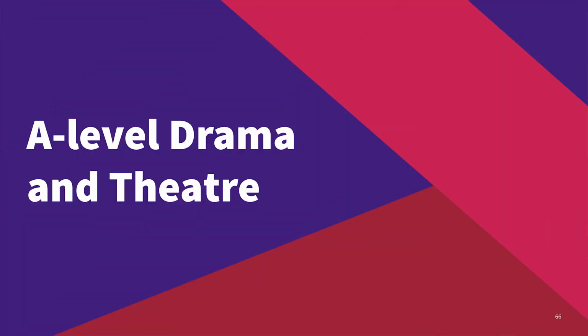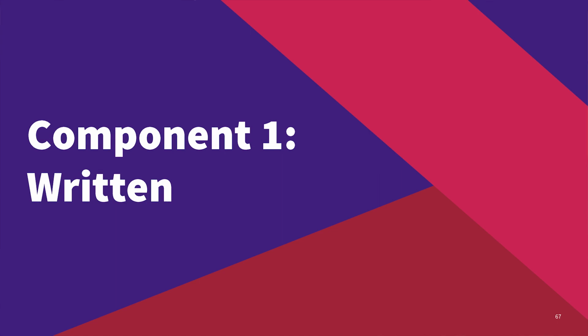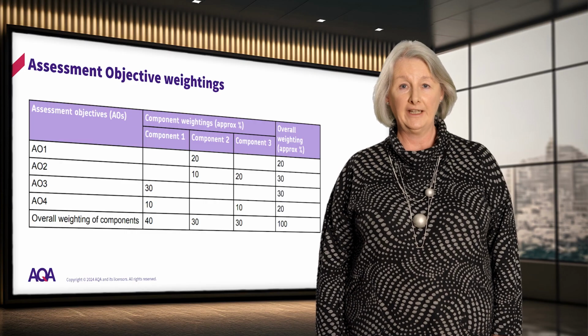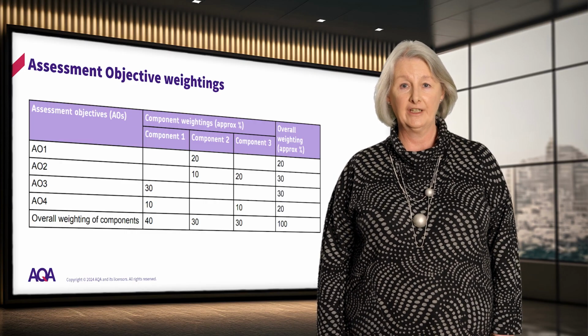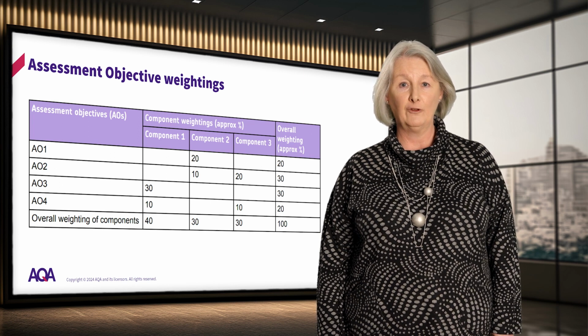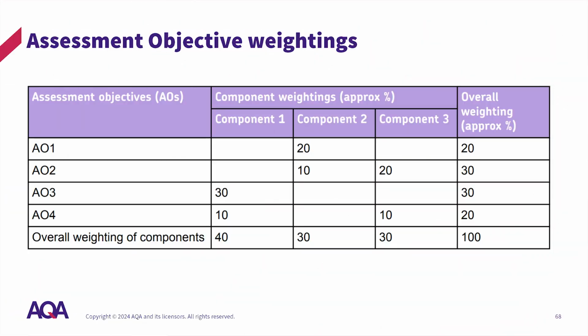A-Level Drama and Theatre. If we move to considering the application of assessment objectives and the structure and design of the A-Level written exam paper now, we can see from this table that the written paper is worth 40% of the total final grade and assesses students' ability within AO3 to demonstrate knowledge and understanding of how drama and theatre is developed and performed, as well as AO4, which is a student's ability to analyse and evaluate their own work and the work of others.